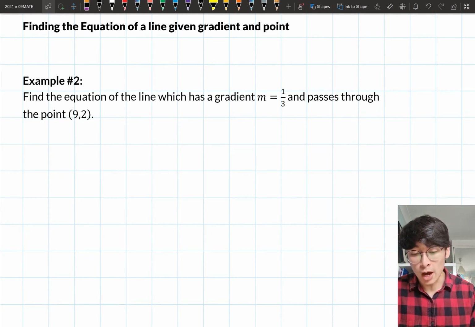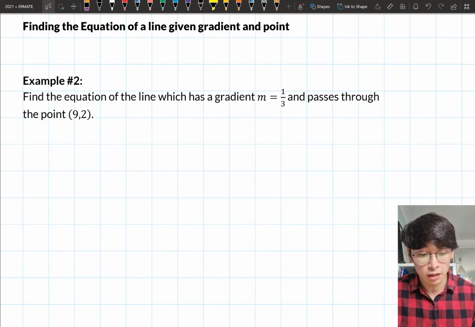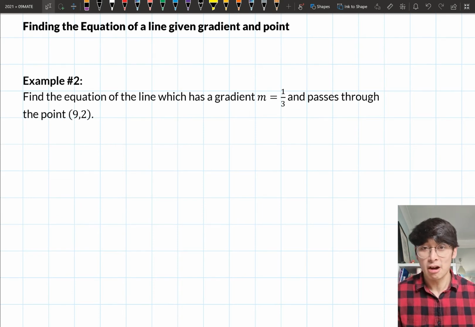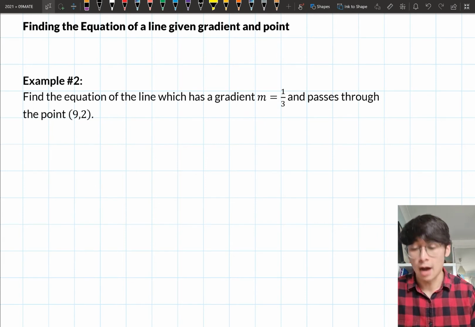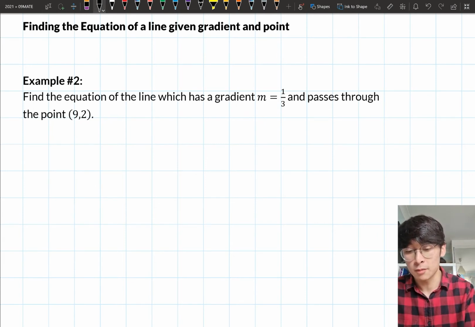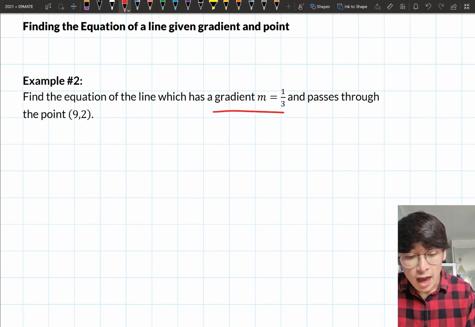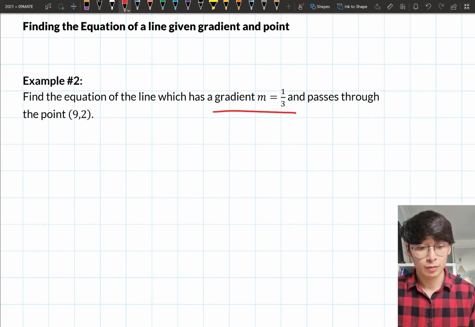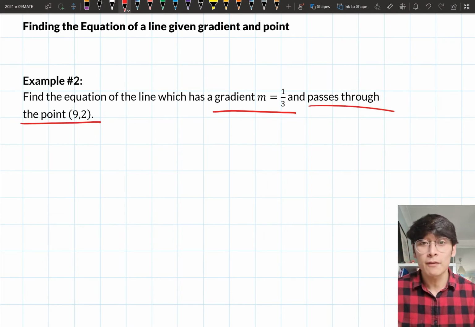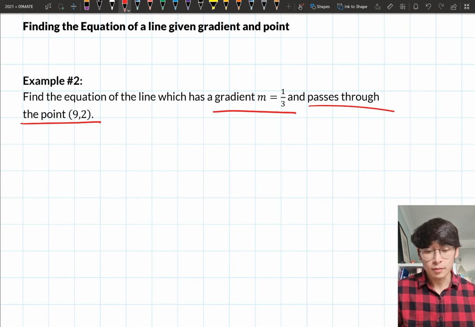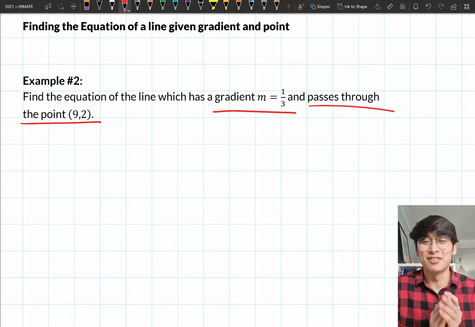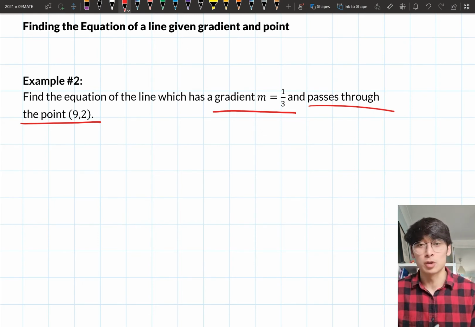Find the equation of the line which has a gradient m is equal to 1/3 and passes through the point (9, 2). Now notice here we don't have a diagram, but that's totally fine. We can find the equation of this line using the information we have here. So let me underline a few key pieces of information. The line has a gradient m is equal to 1/3. Okay, and it also passes through another point, (9, 2). So we have this gradient of 1/3 and we have this point at (9, 2).